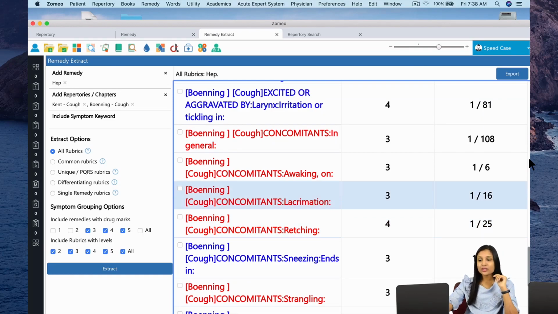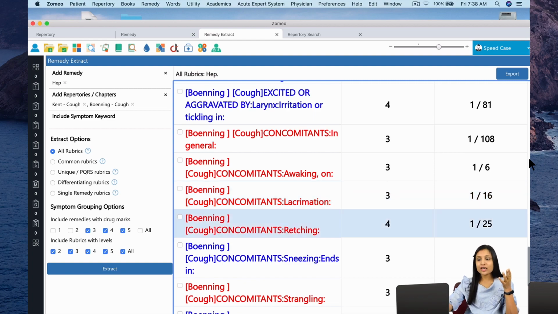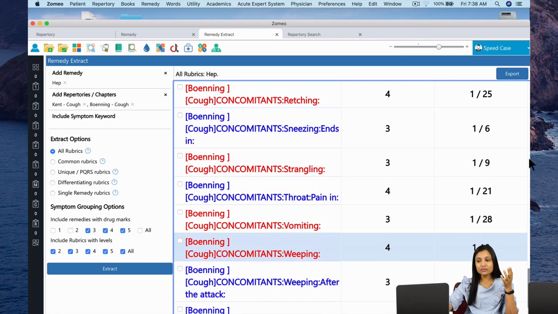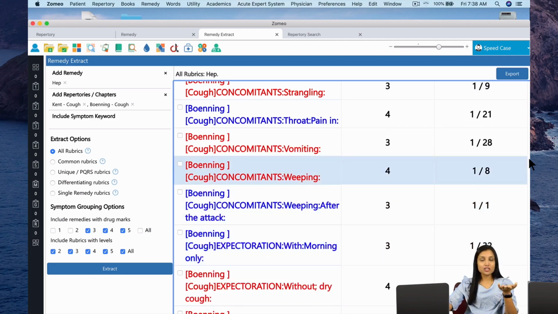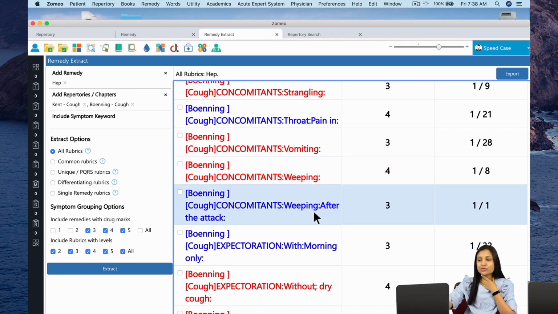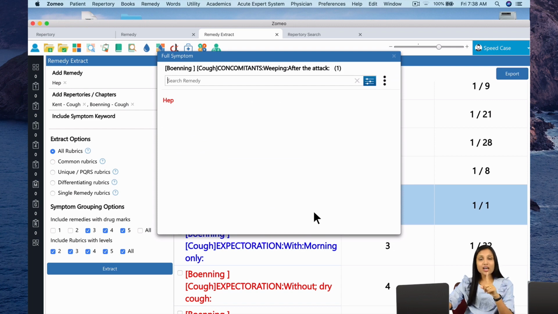And if you see, the intensity of the cough is so much that it causes watering from the eyes, lacrimation, it causes retching, it causes vomiting, and it causes weeping. The cough is so intense that the patient cries. Okay, and if you see this one rubric, cough concomitants, weeping after the attack, just one remedy, and that is Hepar Sulph. And that is because the pain because of the cough is very, very severe.